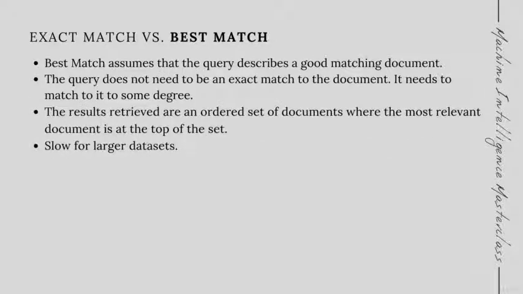Best match is different from the exact match in that it assumes that the query describes a good matching document. The query does not need to be an exact match to the document, but instead needs to match to it to some degree. This allows a score to be assigned to each document based on how relevant it is to the query. The results retrieved are an ordered set of documents where the most relevant document is at the top of the set. Please note that it is slow for larger data sets.